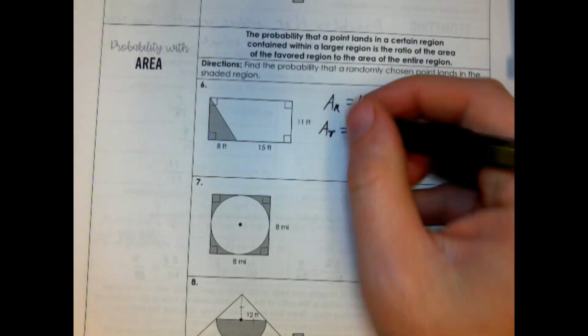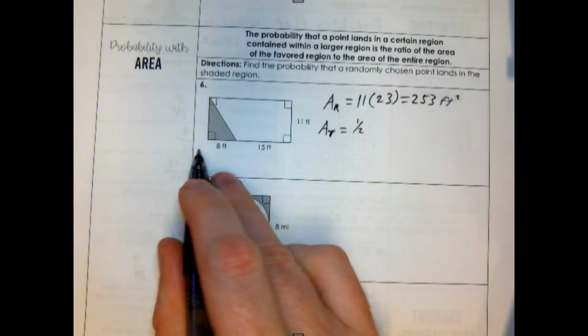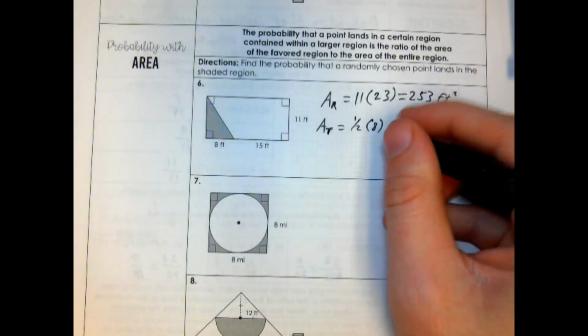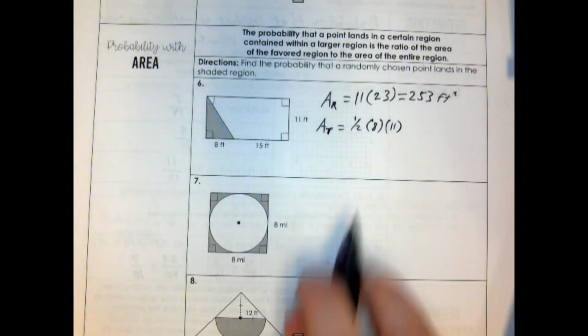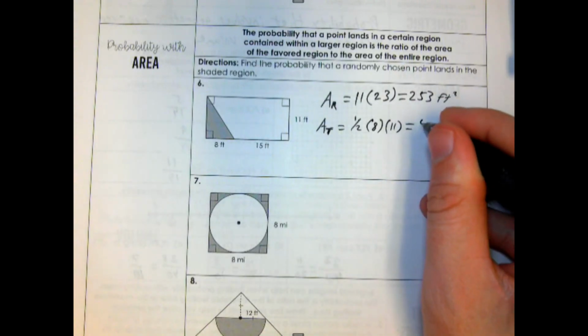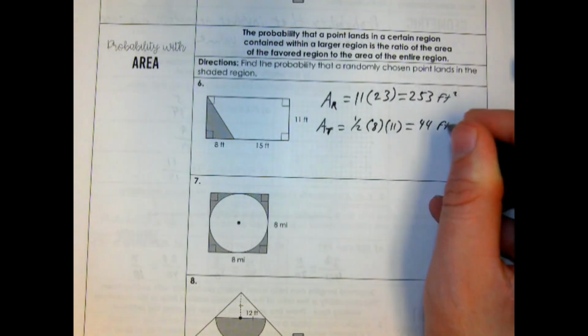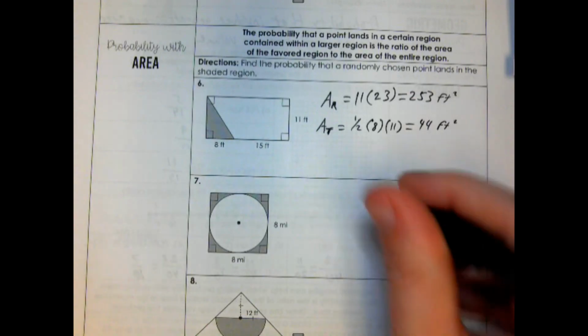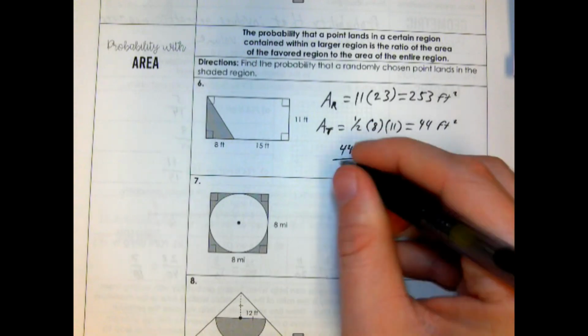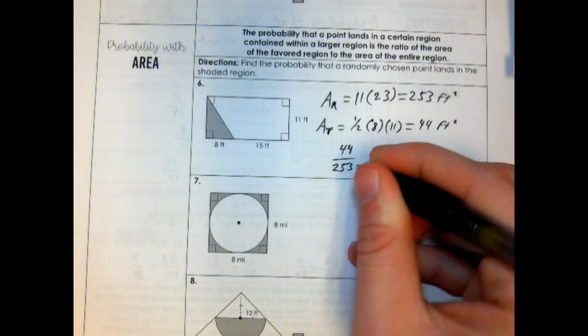Remember, the area of a triangle is 1/2 the base, which is 8, times the height, which is 11. 8 times 11 is 88, and half of that is 44. So 44 square feet. So our probability is 44 out of 253.